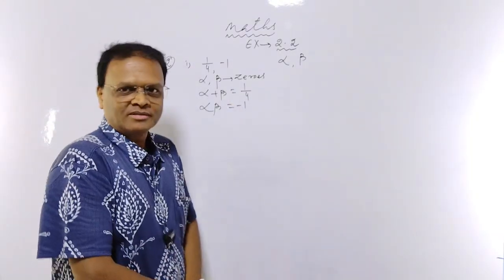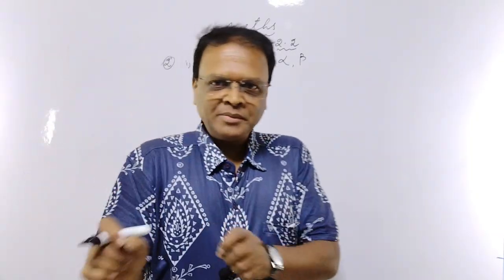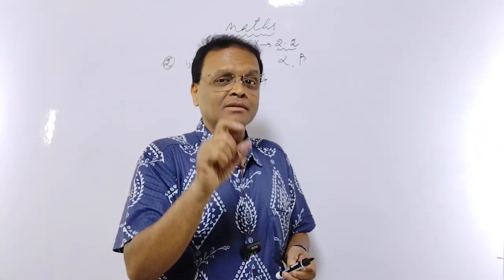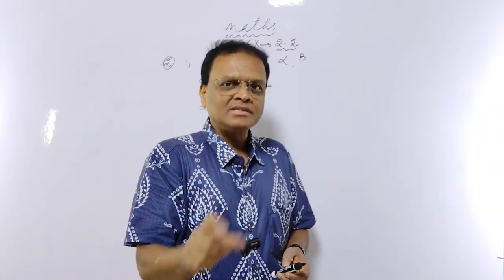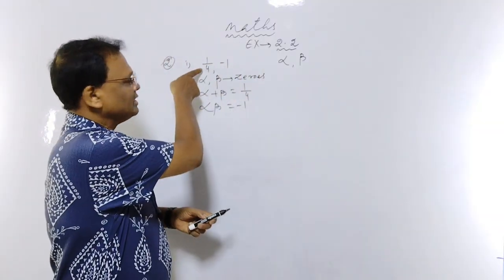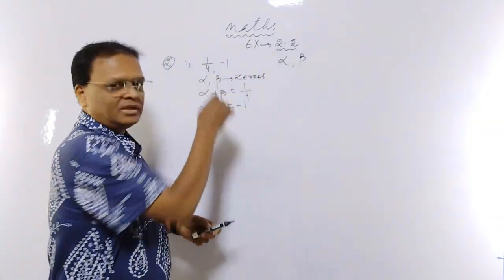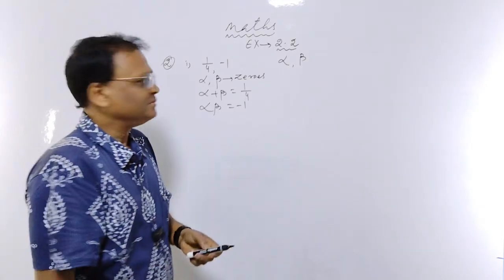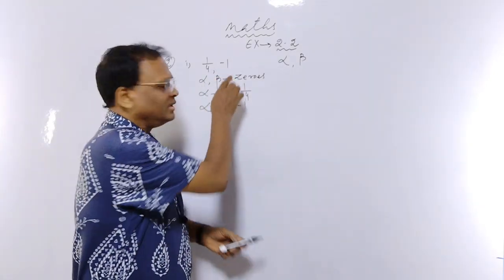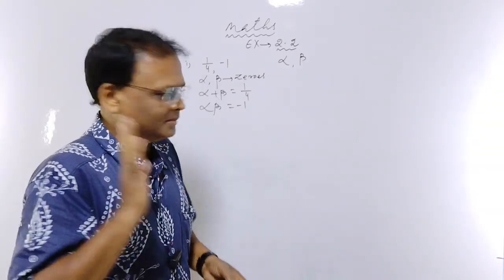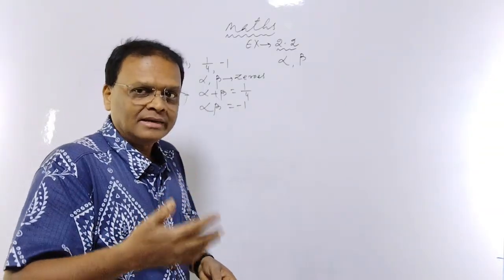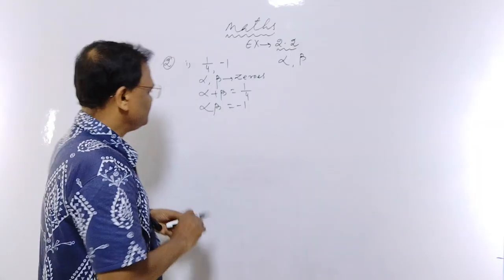This is the most important point. Remember, alpha and beta represent only zeros. But if the question gives the sum of the zeros, that means alpha plus beta is that value. And if it gives the product of the zeros, that means alpha into beta is that value. Now with the help of this, I'll write a quadratic polynomial.